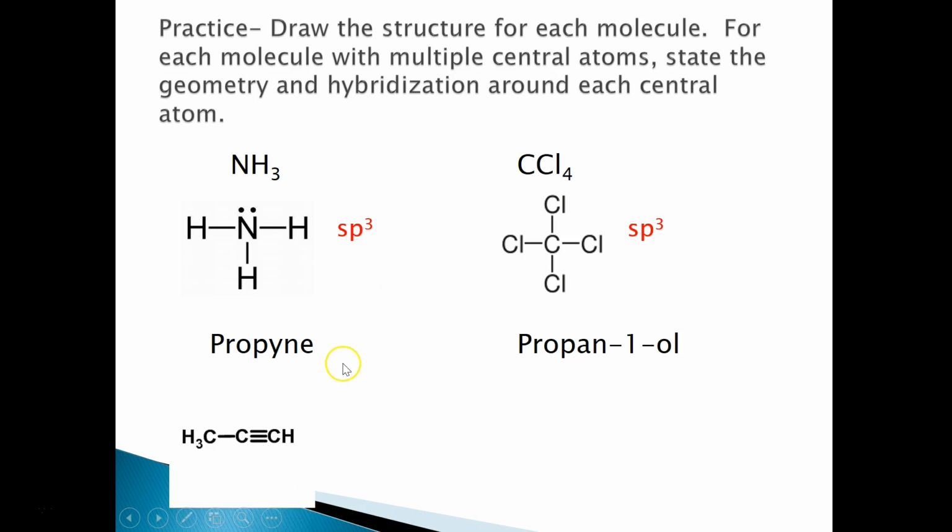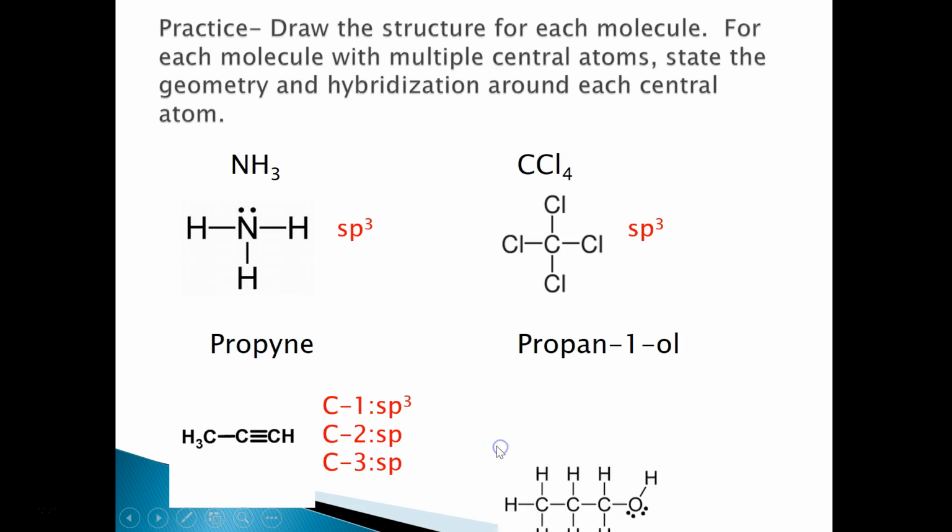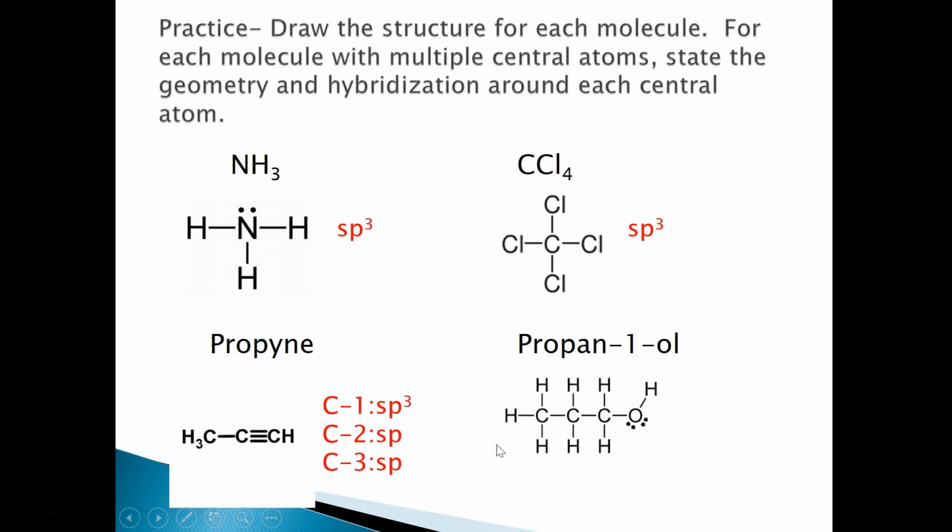And for propyne, we see 3 central atoms, all carbons, and there's going to be different hybridization around each one. So the first carbon here will have 3 hydrogens coming off from it, and it's also single bonded to a carbon. So that's 4 electron domains, so it will have sp3 hybridization. Both of these other 2 carbons will each have 2 electron domains around them, so they are both sp hybridized. And then finally, propan-1-ol.